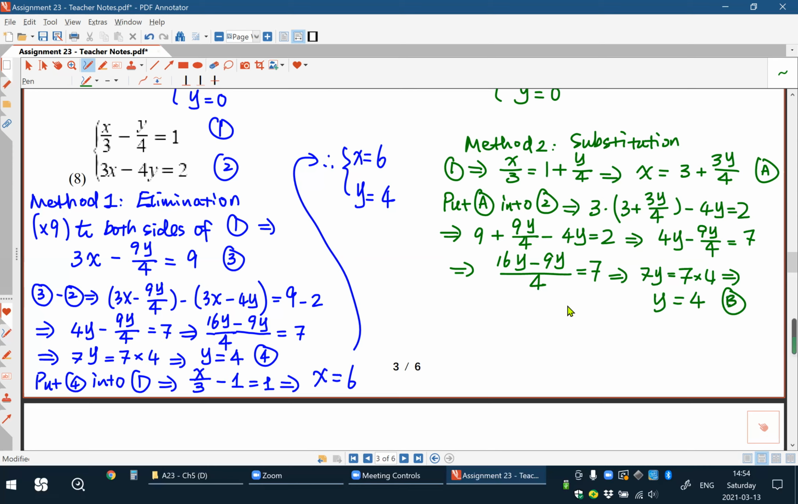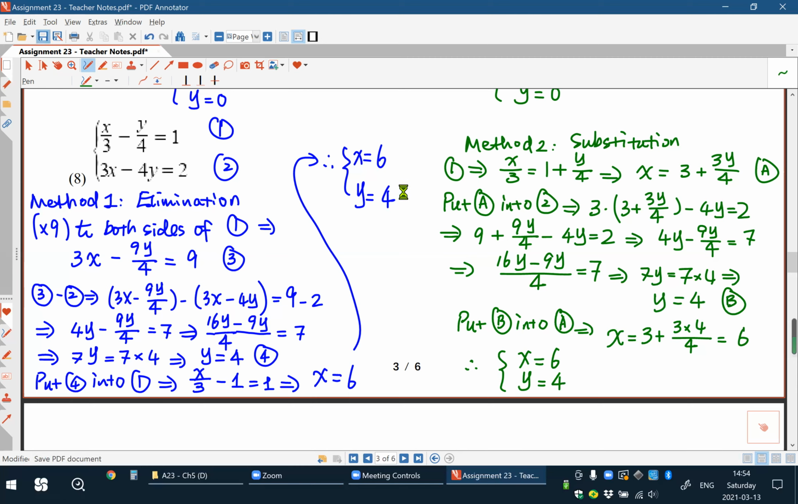And then let's write the first term with a common denominator, which is 4, right? First term is 16y minus 9y over 4 equals 7. That means 7y over 4 equals 7. Okay, that means y is 4, right? So let's call this B. Then we can put B back into A, which will get x is 3 plus 3 times 4 over 4, which is 6, right? So again, we have reached the same conclusion. x is 6 and y is 4. Okay, have a look at this. Any questions, please let me know.